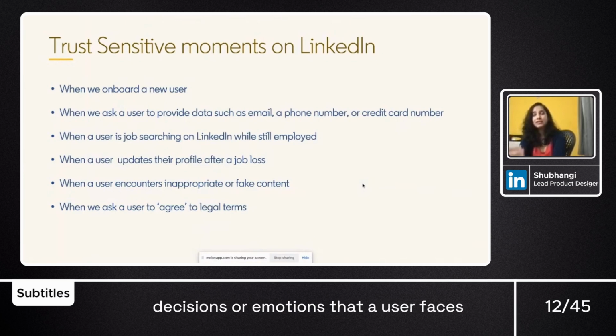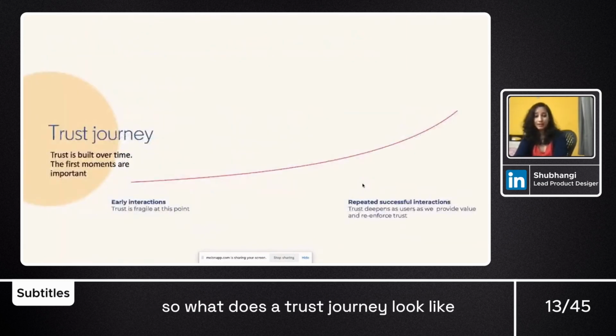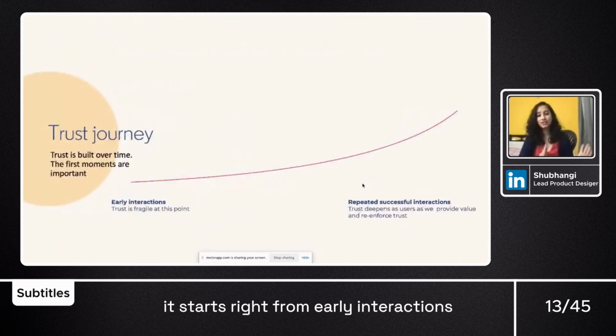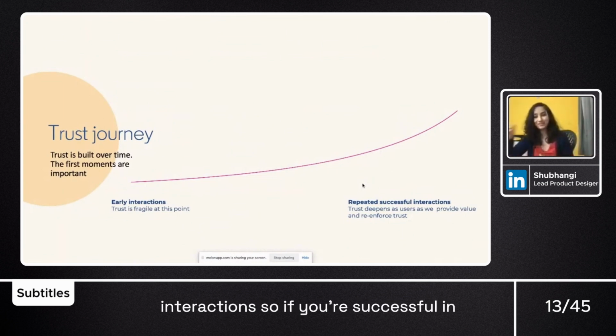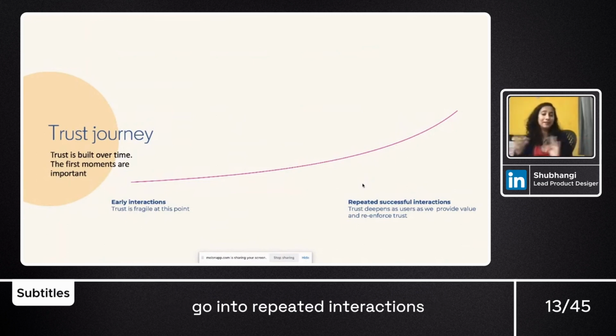All of these are decisions or emotions that a user faces at different points in time, and it's a great exercise to actually identify these moments and then make sure that we do justice to them as designers. So what does a trust journey look like? It starts right from early interactions where trust is very fragile, all up to repeated successful interactions. So if you're successful in building and maintaining trust, it will go into repeated interactions.